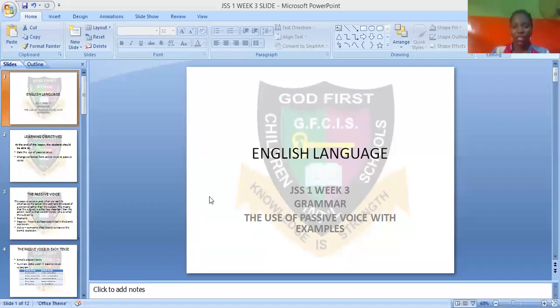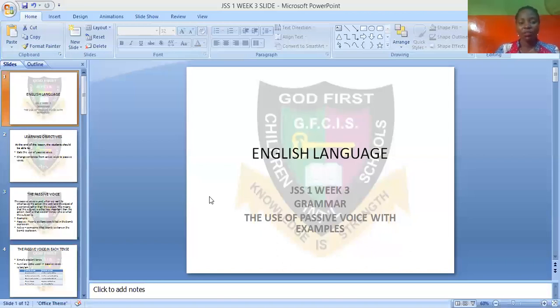In our first class, we treated the introduction to passive voice and active voice. And in our second class, we highlighted the active voice. I remember I said that the active voice is used when the subject is the doer or the performer of an action. But today our focus will be on the use of passive voice with examples.